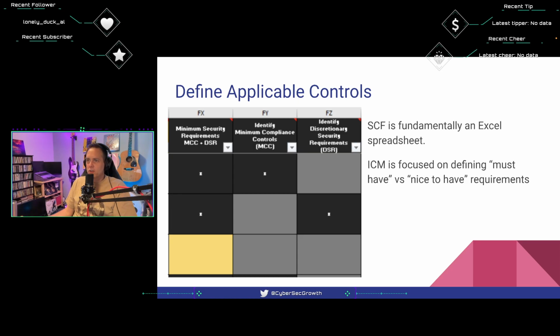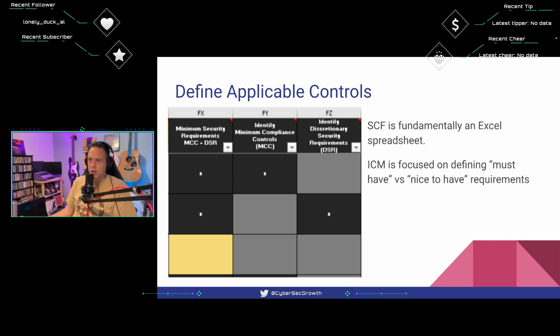As previously mentioned, the ICM is focused on defining the must-haves versus the nice-to-have requirements. The minimum compliance criteria are the absolute minimum requirements that must be addressed to comply with applicable laws, regulations, and contracts. I love that as your minimum requirements. It is laws.